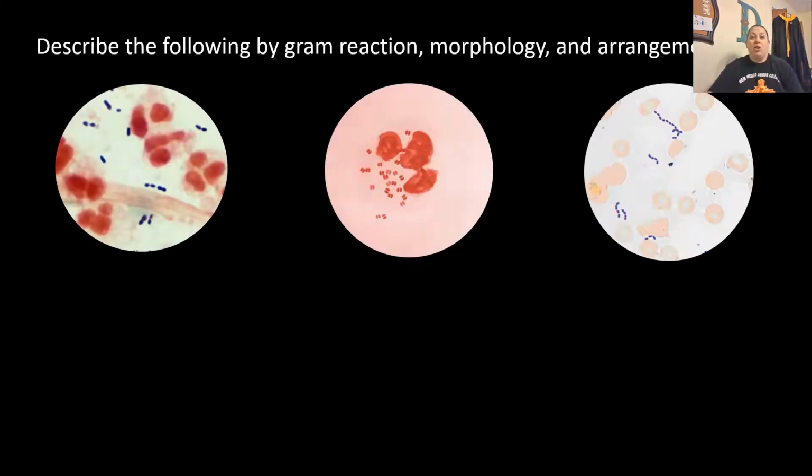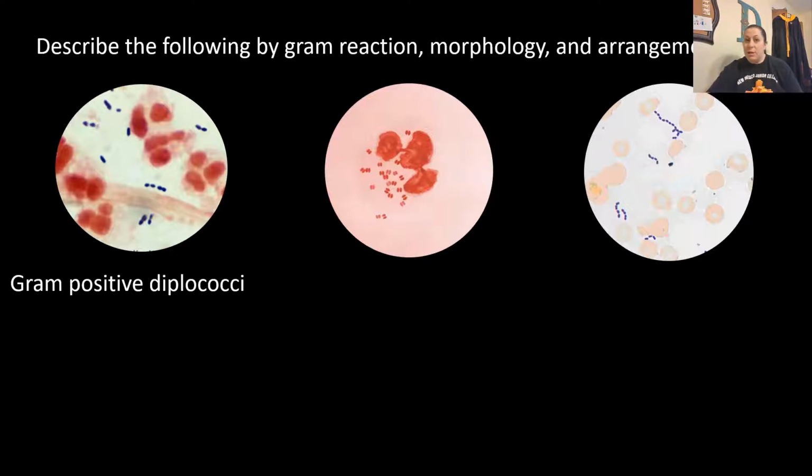All right, so now using the information that we've already gone through, describe the following by gram reaction. So is it gram positive or gram negative? The morphology, so that's telling you the shape of the cells, and then the arrangement of the cells. Okay, so you've got to be able to do this when you're going through this course. So in this first example, we see that these are gram positive. We know they're gram positive because they are purple.